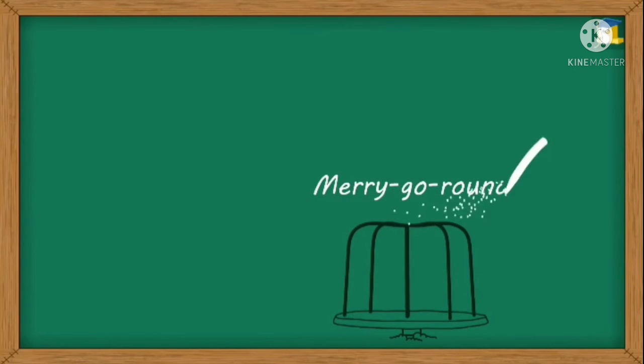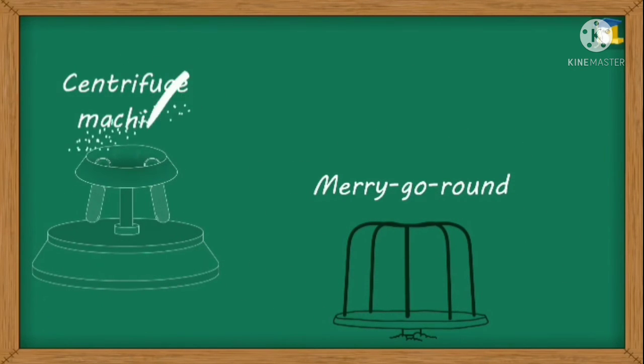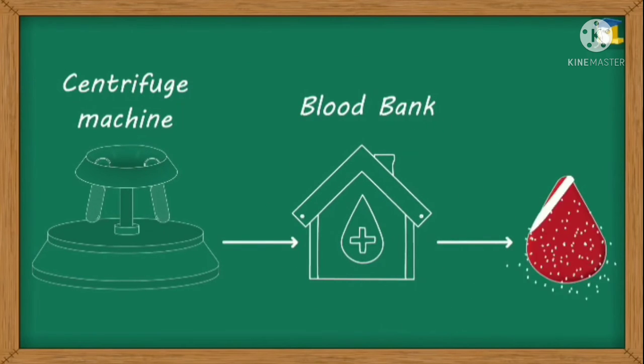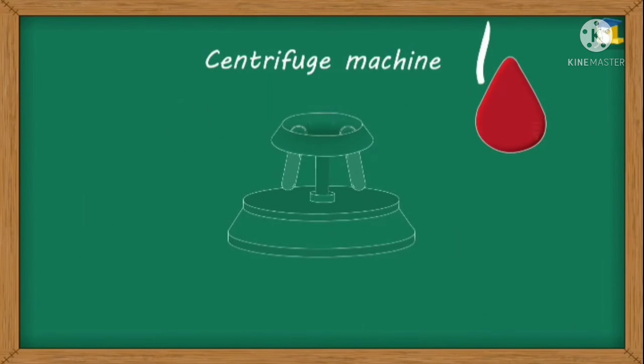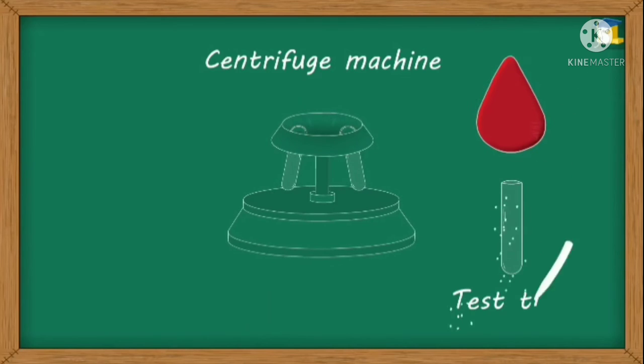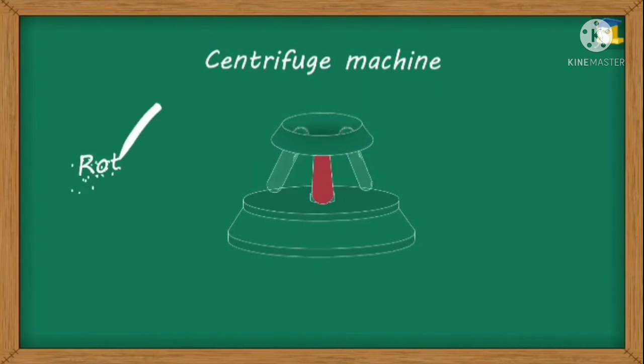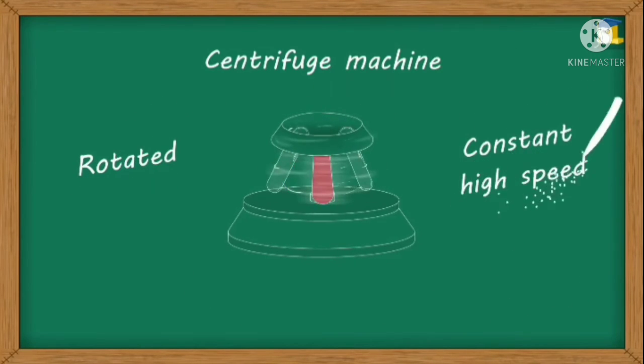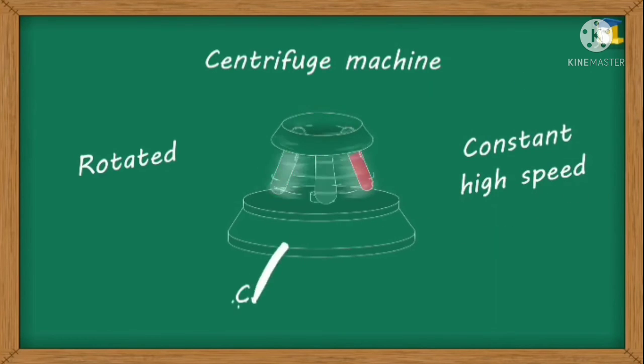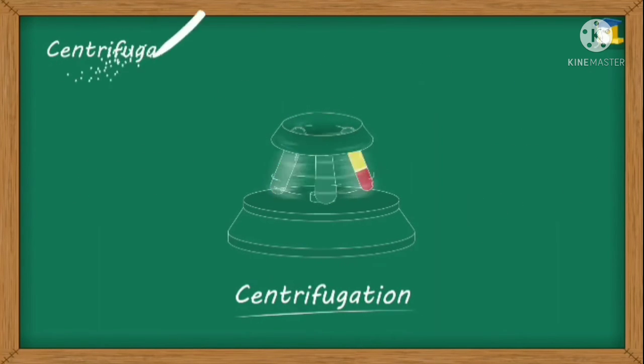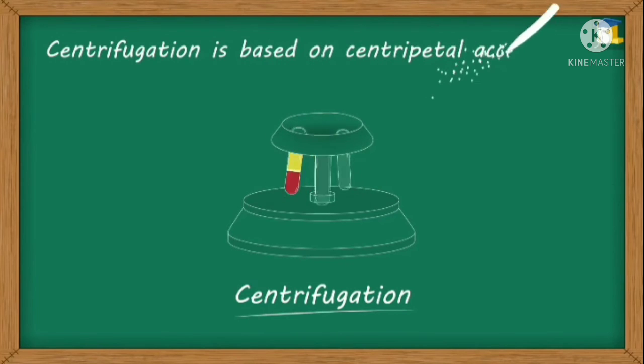Similar to this merry-go-round, a machine called a centrifuge is used in blood banks to separate blood components. In the centrifuge machine, a test tube filled with a blood sample is rotated at a constant high speed. This process is called centrifugation. Centrifugation is based on centripetal acceleration.